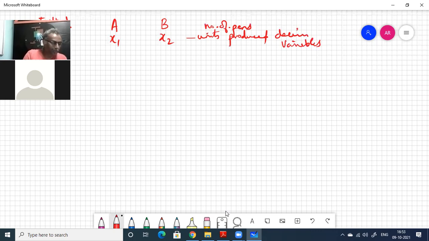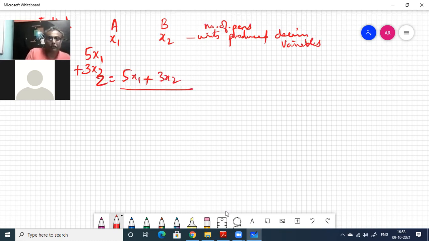Profits on pen A and pen B are ₹5 and ₹3. So total profit on pen A: how many units of pen A are selling? x1 units into 5, that is the total profit on pen A. Then pen B is ₹3 for each pen, and you are selling x2 units of pen B. So total profit will be 5x1 plus 3x2. This will be your Z function, and you have to maximize this Z function. Z max is equal to 5x1 plus 3x2. You have found the objective function.